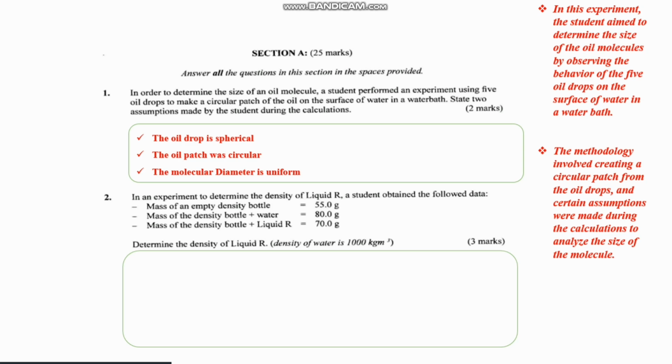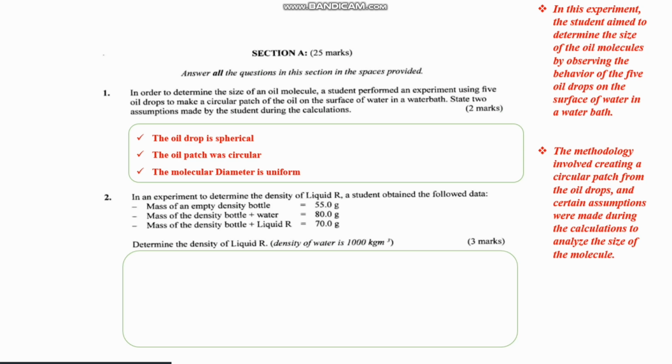The second question reads: in an experiment to determine the density of liquid R, a student obtained the following data. The mass of the empty density bottle was 55 grams. The mass of the density bottle plus the mass of water was 80 grams. The mass of the density bottle and the mass of liquid R was 70 grams. So this is an experiment that involves determining the density of substances using the density bottle.